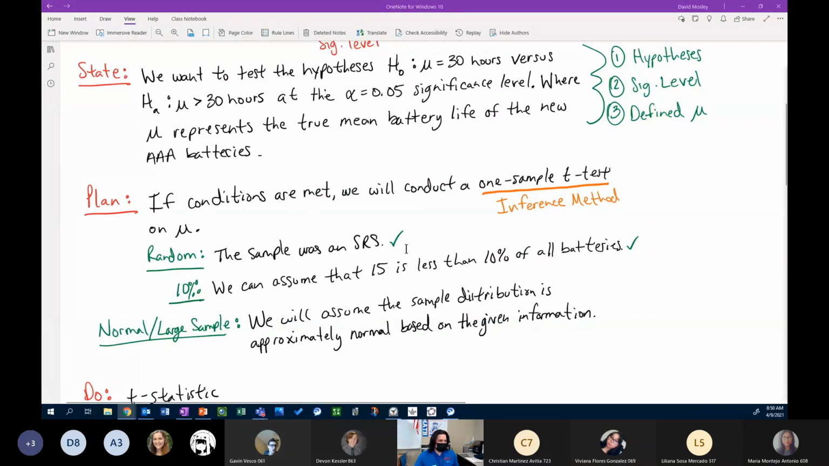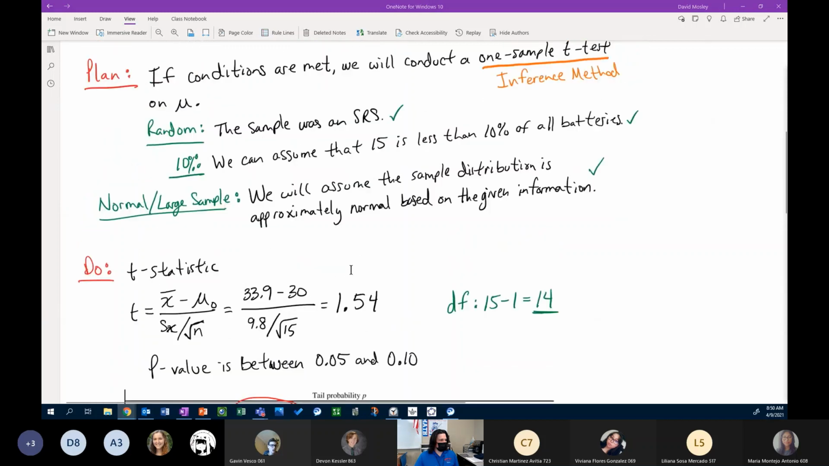So then next, we do the math. We have to calculate our t-statistic first. Right, and so then this is our formula here. We have t equals x bar minus mu sub 0 divided by s sub x, which is sample standard deviation, divided by the square root of n. We get 33.9 minus 30 divided by 9.8 divided by square root of 15.